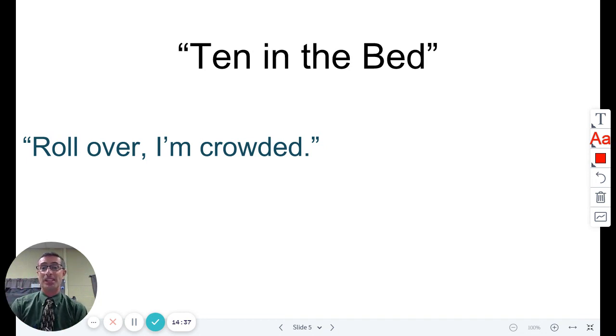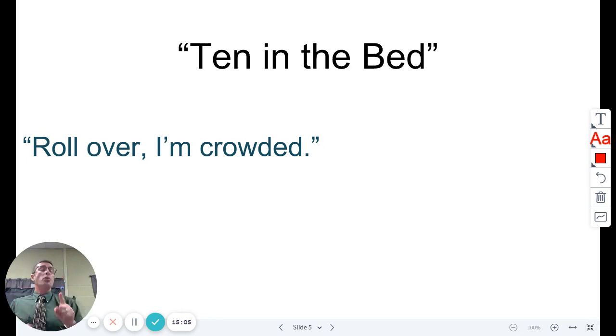Four in the bed, and the little one said, roll over, I'm crowded. Yeah. So they all rolled over, and one fell out. Three in the bed, and the little one said, I see, I was waiting to see if you'd do it all by yourself.